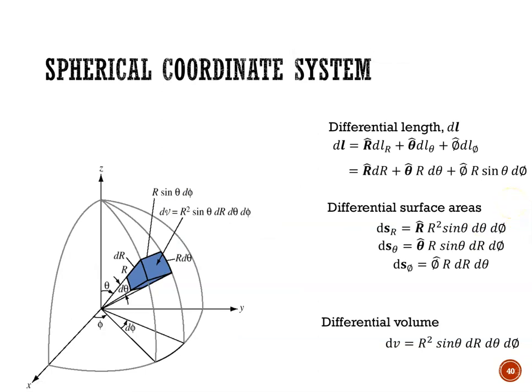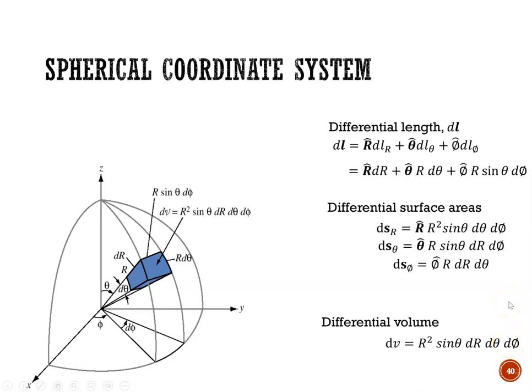Now the differential length dl for spherical is equal to r hat dr plus theta hat r d theta plus phi hat r sine theta d phi. For the differential surface area, you will have dS_r, dS_theta, and also dS_phi. And finally, for differential volume, you will have dV is equal to r squared sine theta dr d theta d phi.